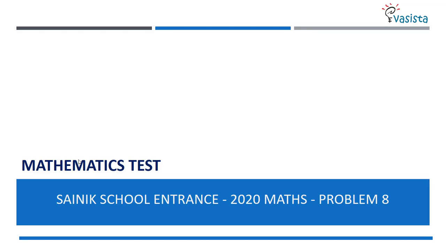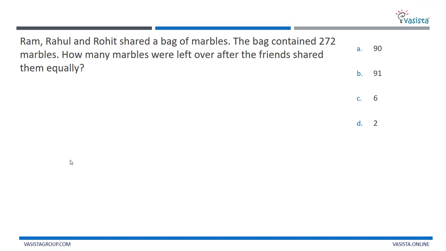8th problem. Fine, let us start solving it. Ram, Rahul and Rohit shared a bag of marbles. The bag contained 272 marbles. How many marbles were left over after the friends shared them equally? Right, it's a simple division problem. So you just check it out here.